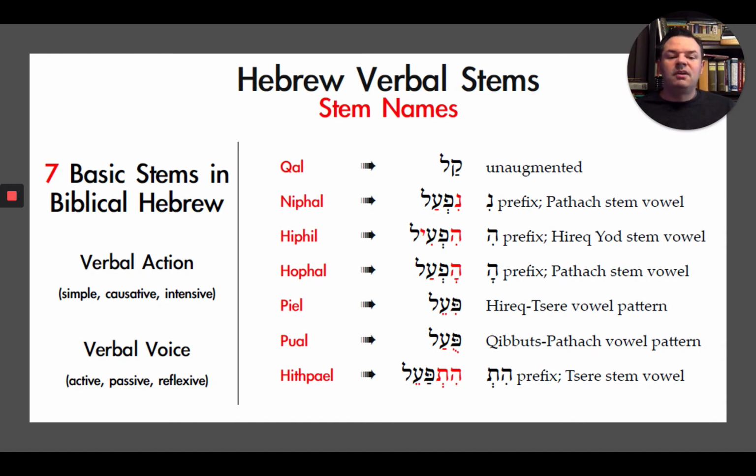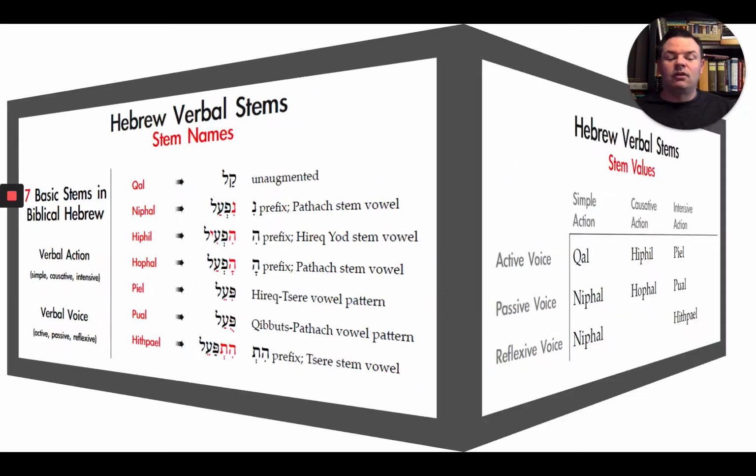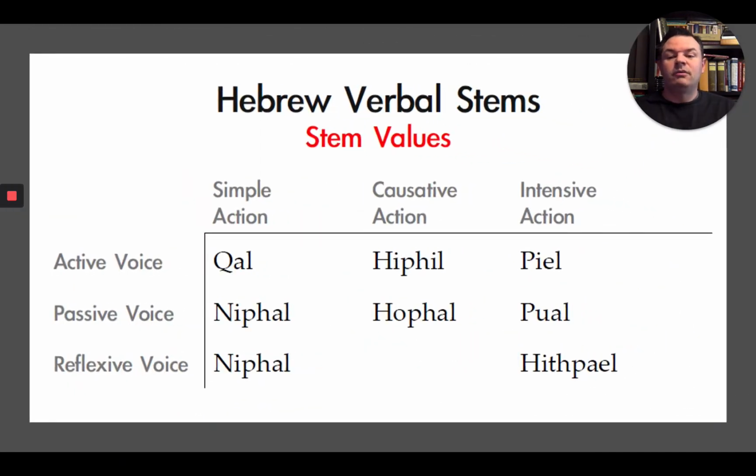The Pual stem has a qibbuts patach vowel pattern, and then the Hithpael stem has a hith at the beginning, and then a tsere later on under that second radical, or the second consonant within the root. If I use the word radical, that's what I mean. I just mean the consonant within the root. So if I say it's the first one, it's the first, second, or third. If I say second, it's second. If I say the third, it's the third.